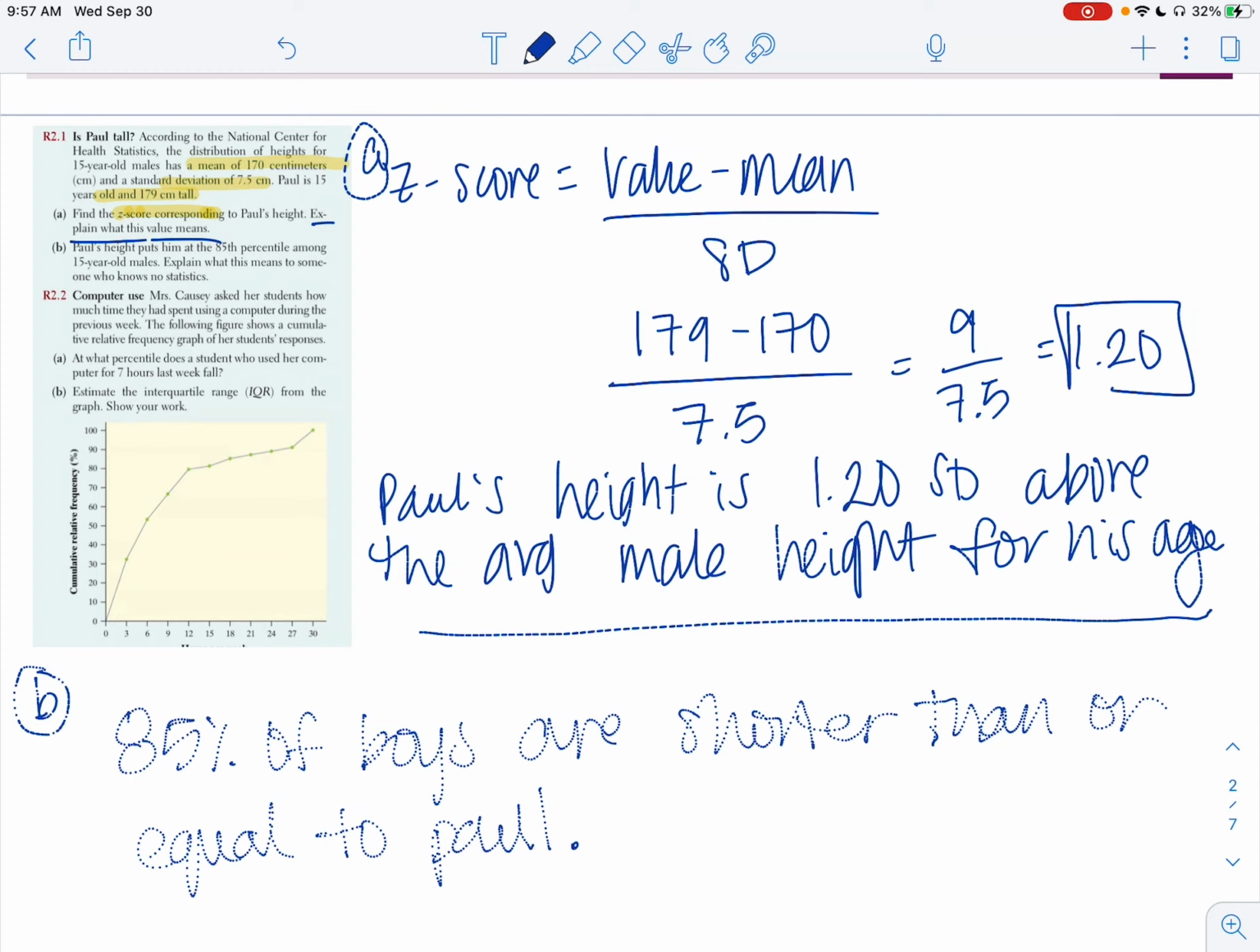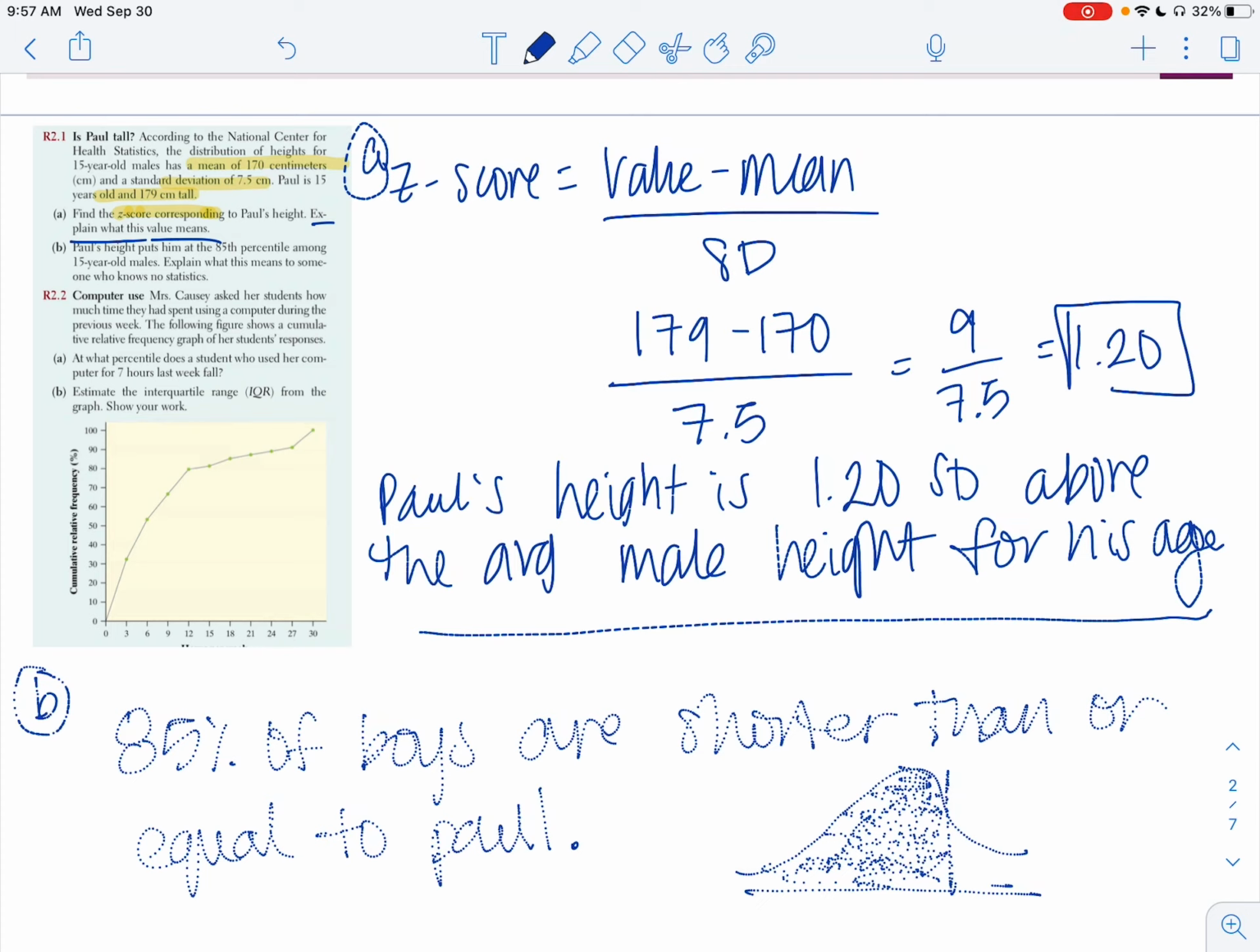So the 85th percentile just means if there's a graph and he's up here, that means most of the students or most of the people his age are right in this kind of like shaded area below him. All right, so that's parts A and B.